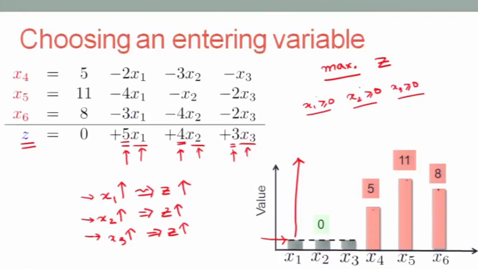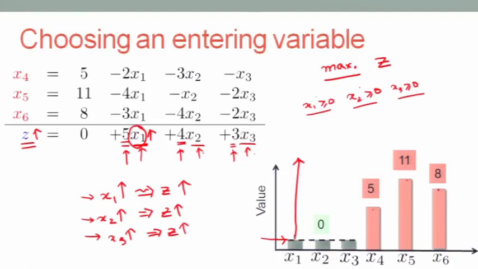So what's the definition of an entering variable? Well, it's a variable whose increase increases the objective. Any such variable can be an entering variable. And this is your choice. You are free to make a choice in this case between x1, x2 or x3. Any of these three can be entering. So let us choose x1 arbitrarily. We'll just make a choice and say let's choose x1.